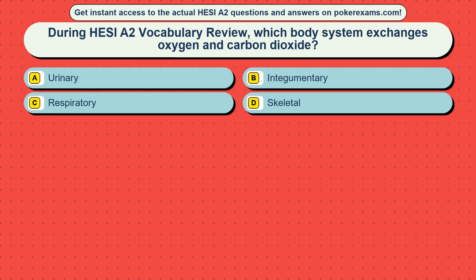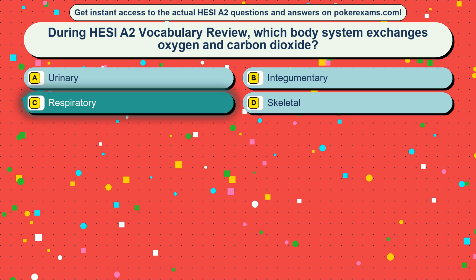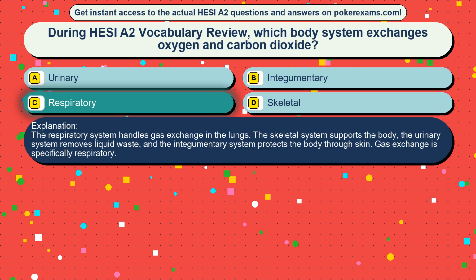Question 31. During HESI A2 Vocabulary Review, which body system exchanges oxygen and carbon dioxide? Option A, urinary. Option B, integumentary. Option C, respiratory. Option D, skeletal. The correct answer is option C, respiratory. The respiratory system handles gas exchange in the lungs. The skeletal system supports the body, the urinary system removes liquid waste, and the integumentary system protects the body through skin. Gas exchange is specifically respiratory.